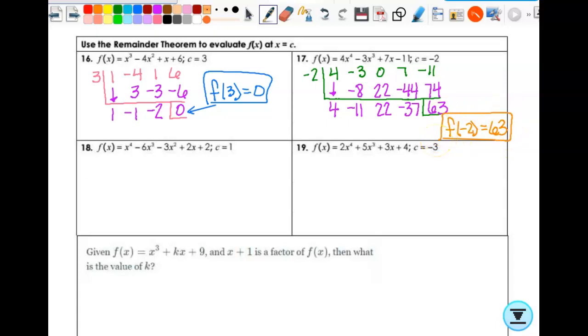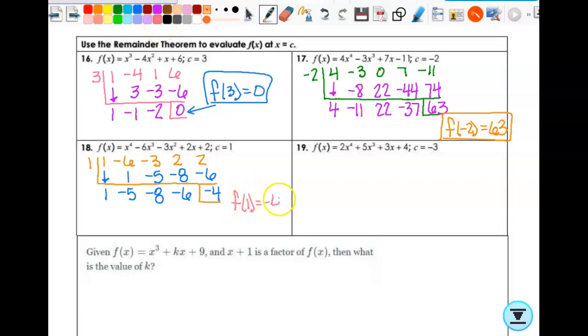All right, another one. 1 goes out here. X to the 4th, I should have 5. 1, 2, 3, 4, 5. Okay, no missing terms. So I have 1, -6, -3, 2, and 2. Put my little basement where my answer will be. Bring down the 1. 1 times 1 is 1. -5, -8, -6, -4. So f of 1 equals -4.